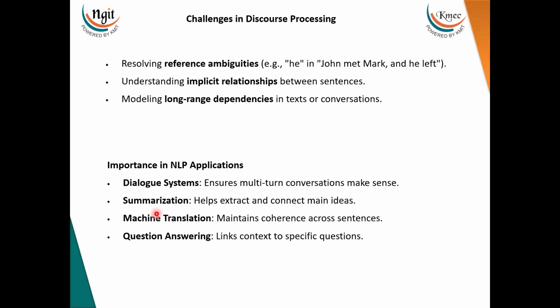Then it's about importance in NLP applications. First one is dialogue systems, which ensure multi-turn conversations make sense. Second is summarization, which helps extract and connect main ideas. Third is machine translation, which maintains coherence across sentences. Next is question answering, which also links context to specific questions.